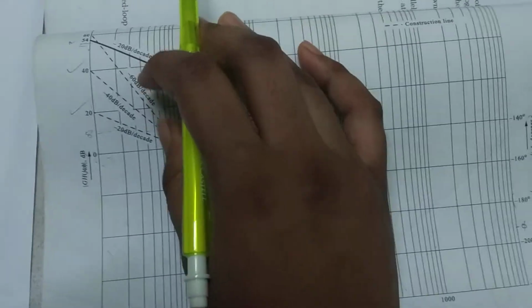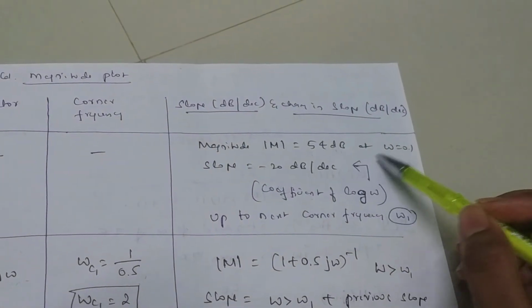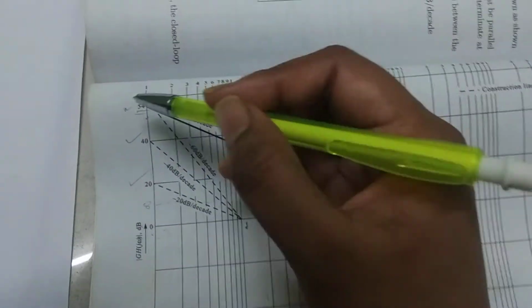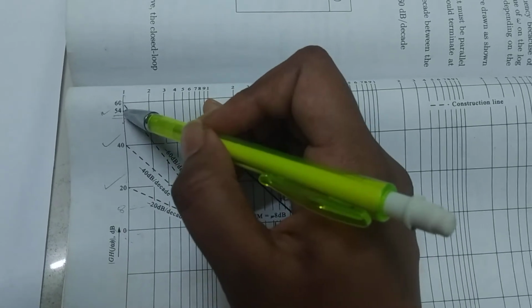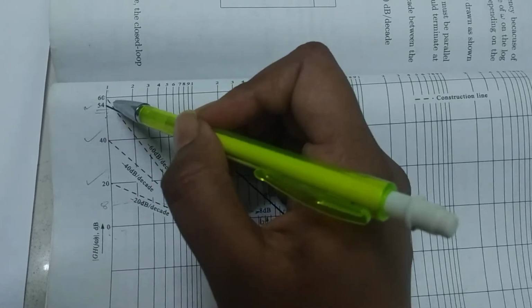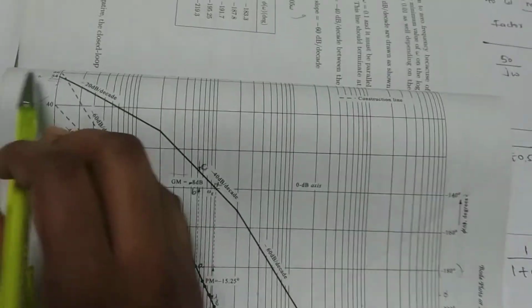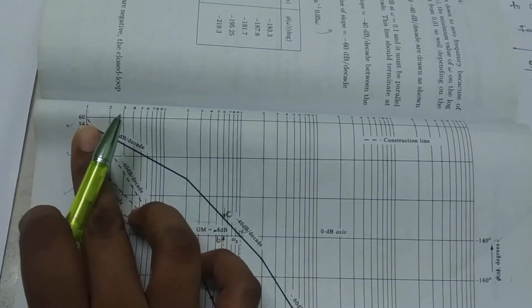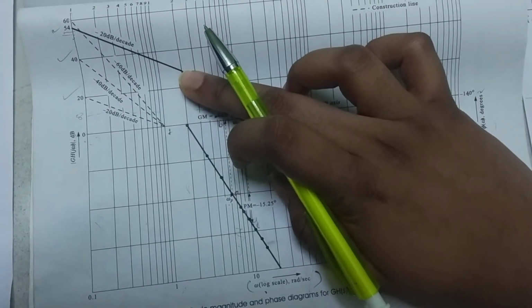After that, what is the value we have taken here? See, the first magnitude is 54 dB at omega equal to 0.1. See here, 54 dB comes below the 60 dB, near to the 60 dB value. From 54 dB, from 0.1, where should it go? To 2 value. So from 0.1 to 2, why is it 2?